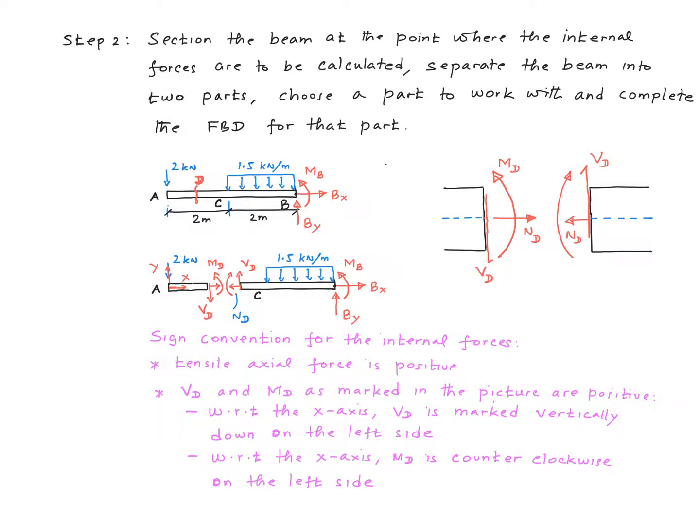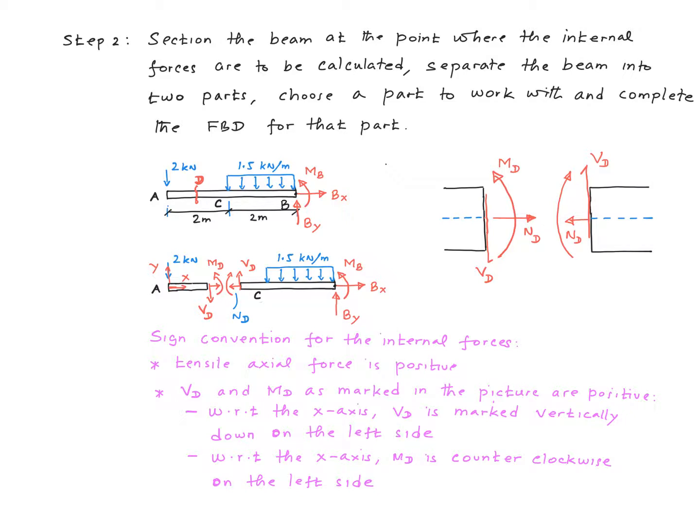Shear force is marked vertically down on the left side, and the bending moment is marked counterclockwise on the left side. And of course, on the right side, the directions will switch. The shear force acts vertically up, and the bending moment acts clockwise. Here is an exaggerated version of this point right there, point D. For generality, we always mark an axial force like I have done here. You will find that in most beam problems, the axial force is 0. But not in all problems though.